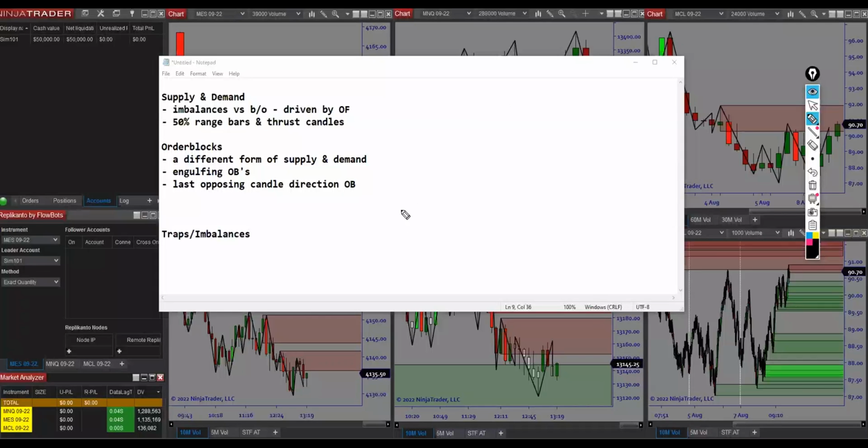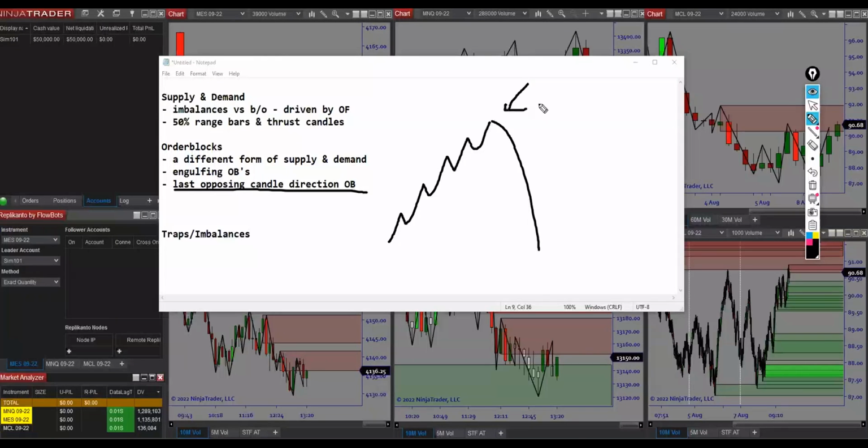Now, there are going to be times when you don't get an engulfing order block and you get what we call a last opposing direction. I'll give you an example. The market's going up, it's going up, it's going up, and then all of a sudden, the market goes down from here. When we have the last opposing candle, what we normally will do is look in these types of locations for the last up bar before the down move. That doesn't necessarily need to be an engulfing order block.